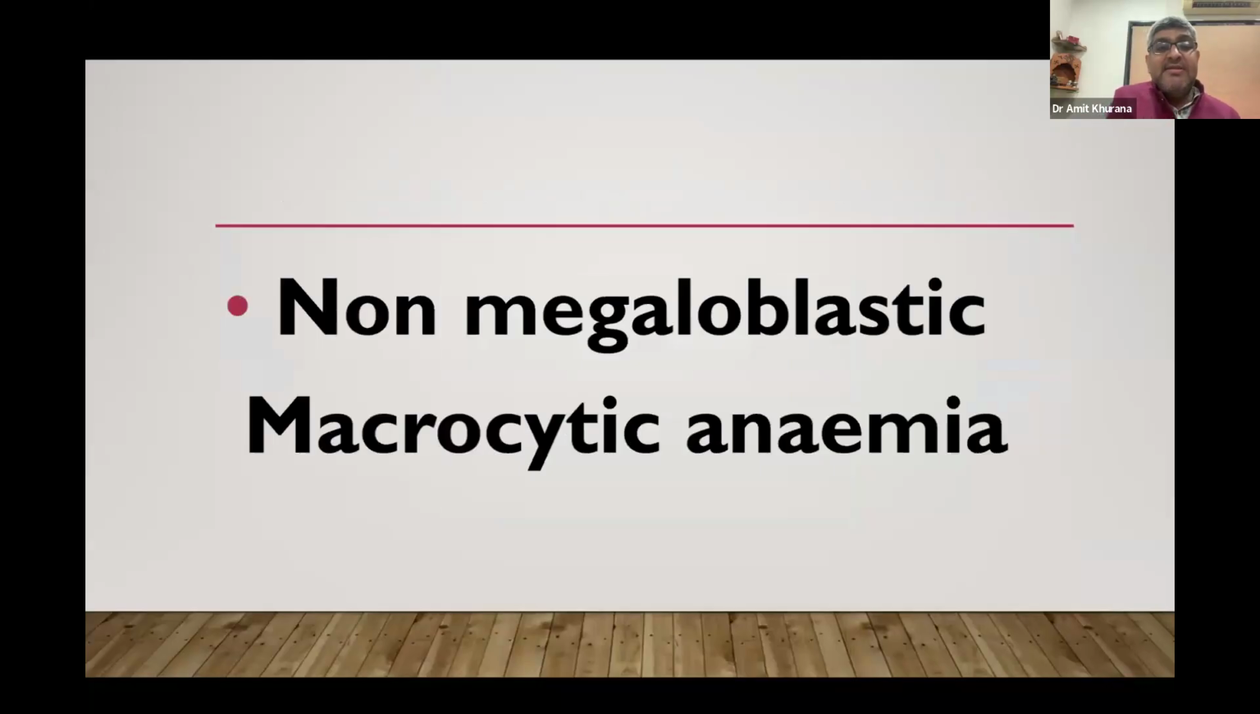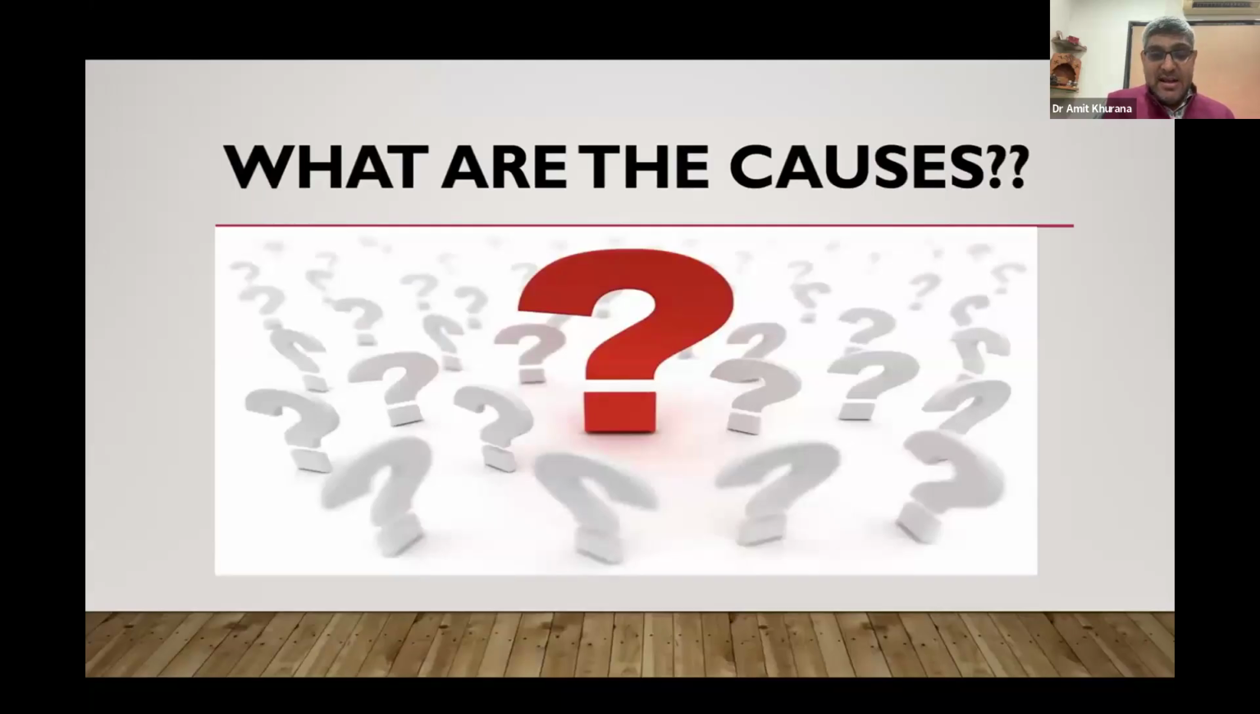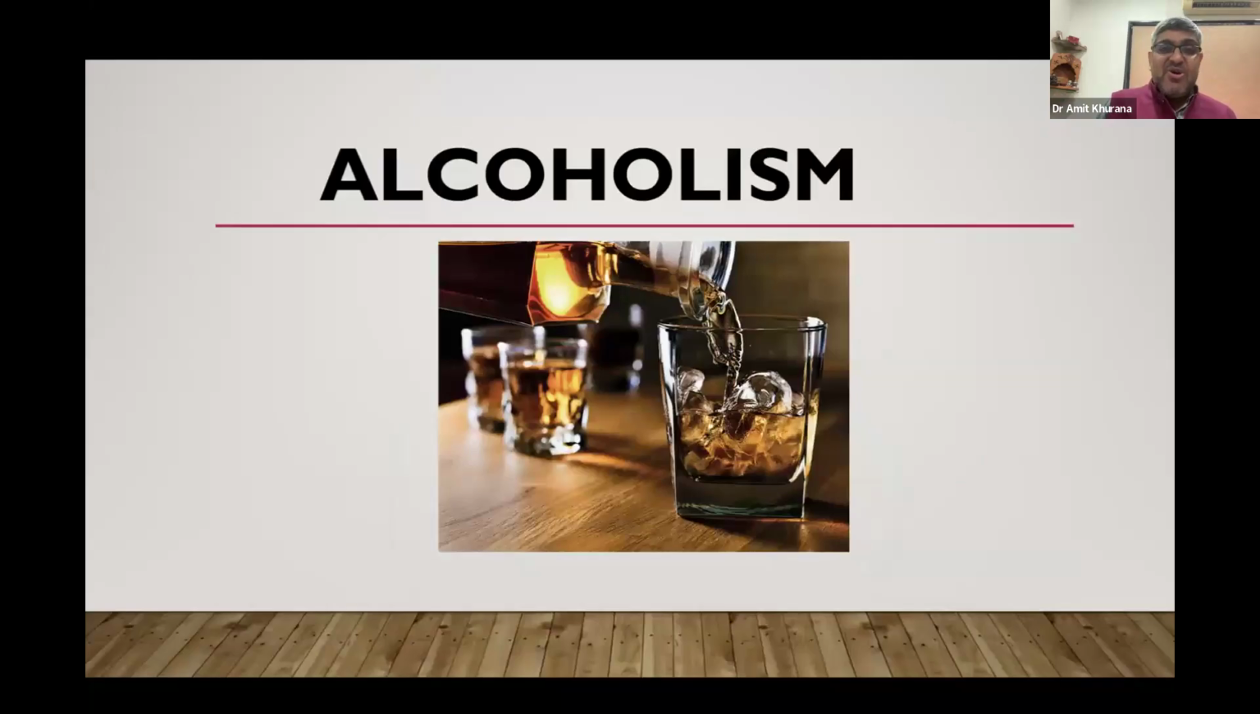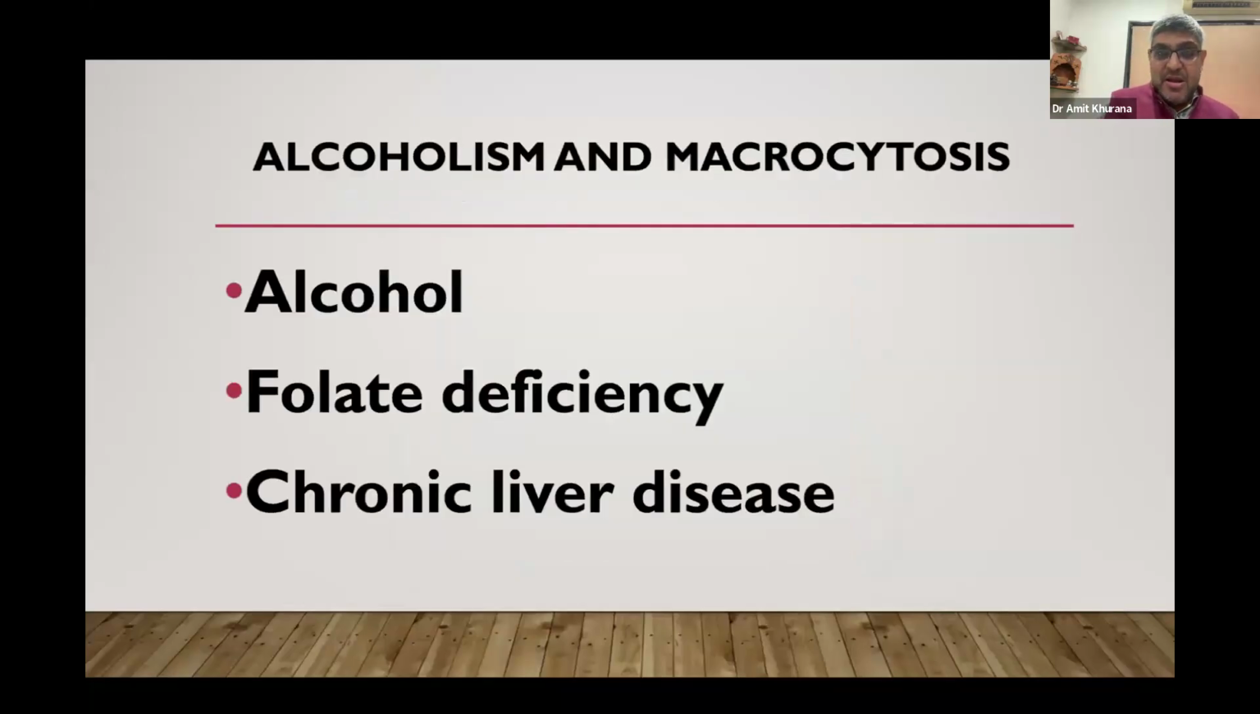Next very important thing, let us go the opposite way now. What are the causes of non-megaloblastic macrocytic anemia? The most common causes we must know first. And the commonest cause is alcoholism in the Indian scenario. That is the most common cause. So if your patient has macrocytic anemia and no megaloblastosis, non-megaloblastic macrocytic anemia, the most common cause is alcoholism.